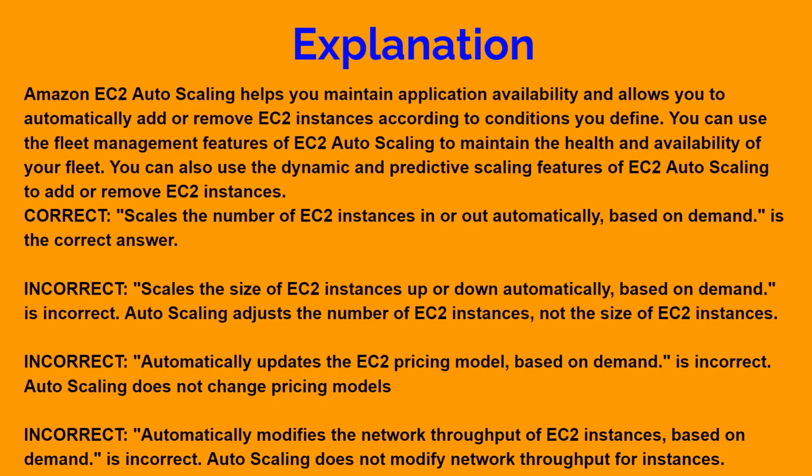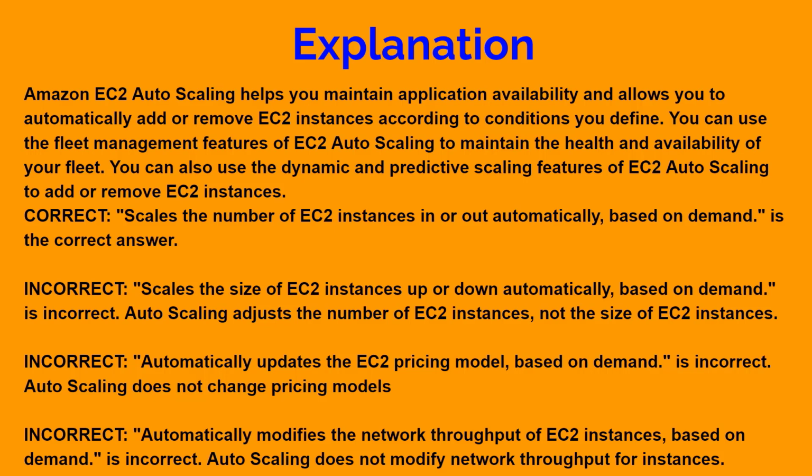Explanation. Amazon EC2 auto-scaling helps you maintain application availability and allows you to automatically add or remove EC2 instances according to conditions you define. You can use the fleet management features of EC2 auto-scaling to maintain the health and availability of your fleet. You can also use the dynamic and predictive scaling features of EC2 auto-scaling to add or remove EC2 instances. Correct. Scales the number of EC2 instances in or out automatically, based on demand.